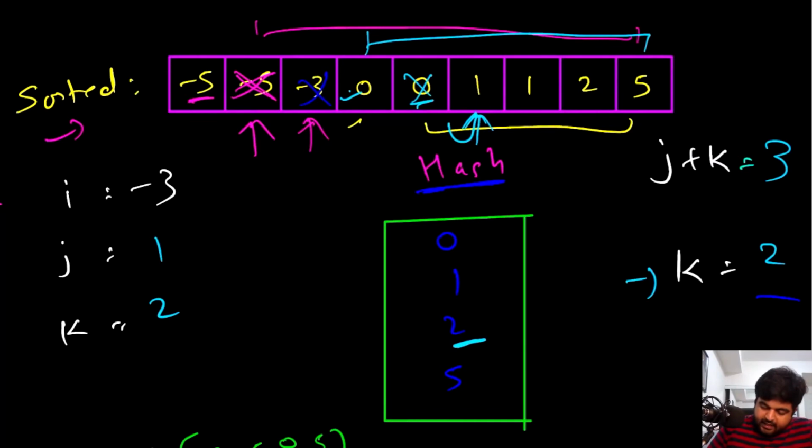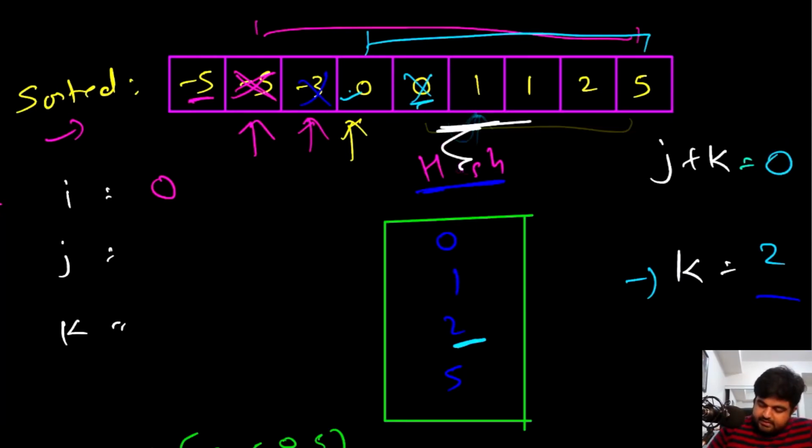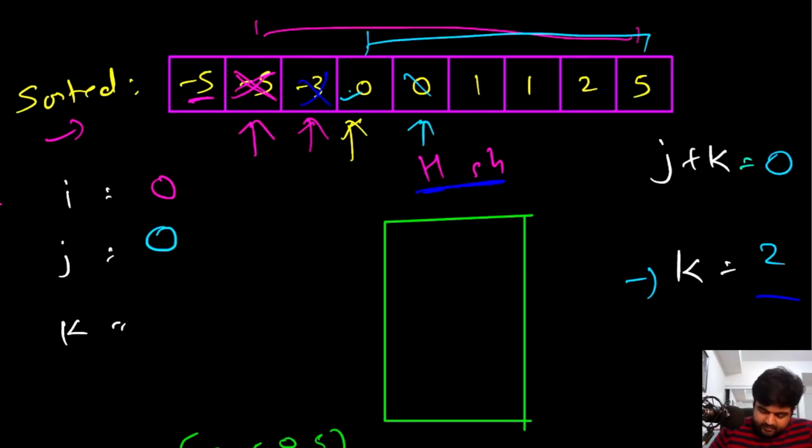Now the current ith value is 0. If the ith value is 0, then j plus k has to be 0. So now we will try to find j plus k to be 0. The next potential value of j is the 0th value. We'll try to add this value, and by the way, I forgot to clear the hash, but it would be cleared.